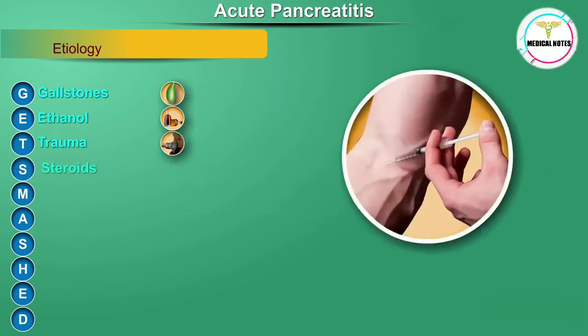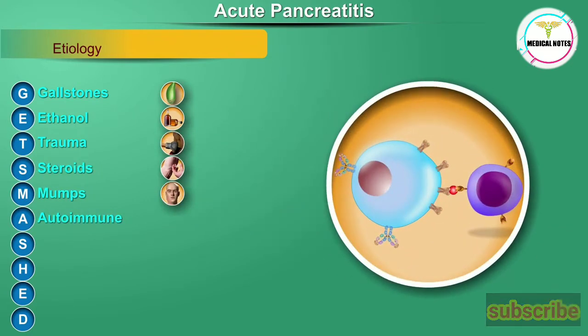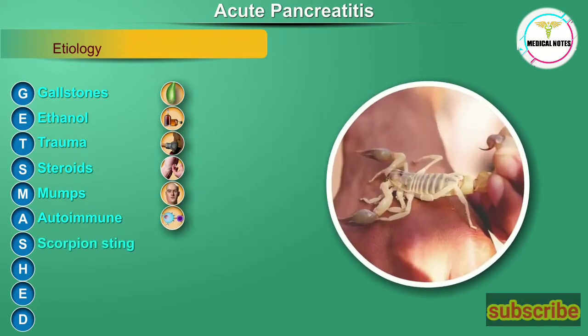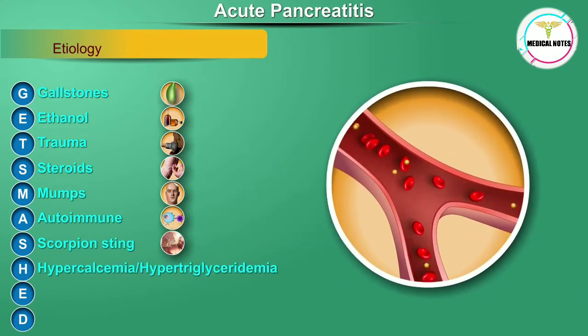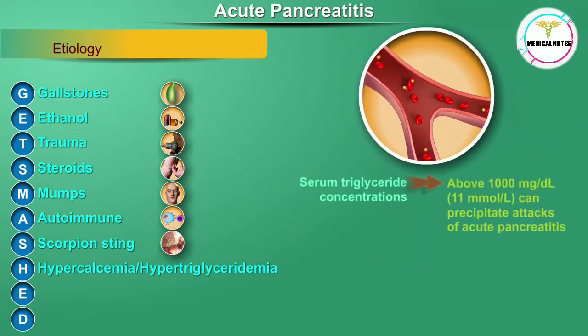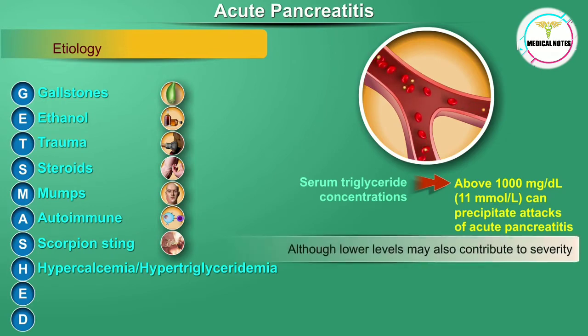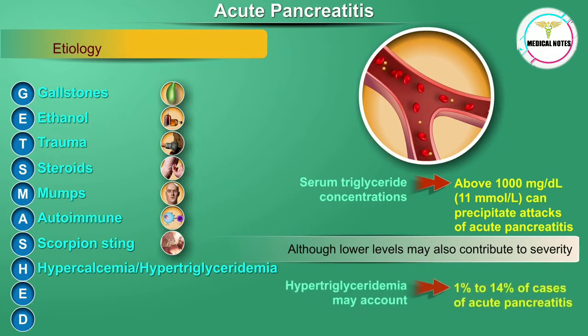S for steroids, M for mumps, A for autoimmune pancreatitis, and S for scorpion sting. H stands for hypocalcemia or hypertriglyceridemia. Serum triglyceride concentrations above 1000 milligrams per deciliter, which is about 11 millimoles per liter, can precipitate attacks of acute pancreatitis, although lower levels may also contribute to severity. Hypertriglyceridemia may account for 1 to 14% of cases of acute pancreatitis.